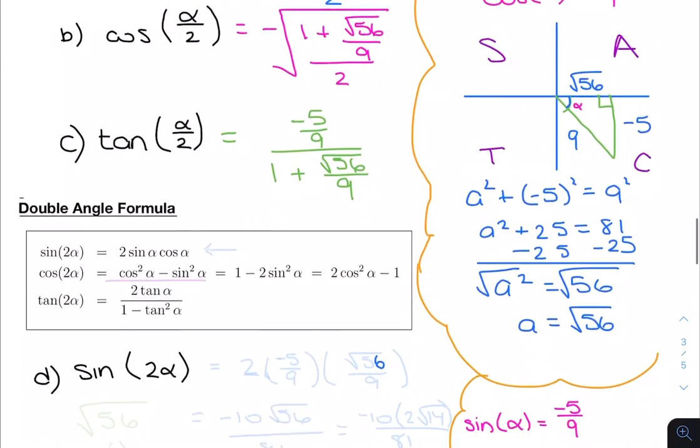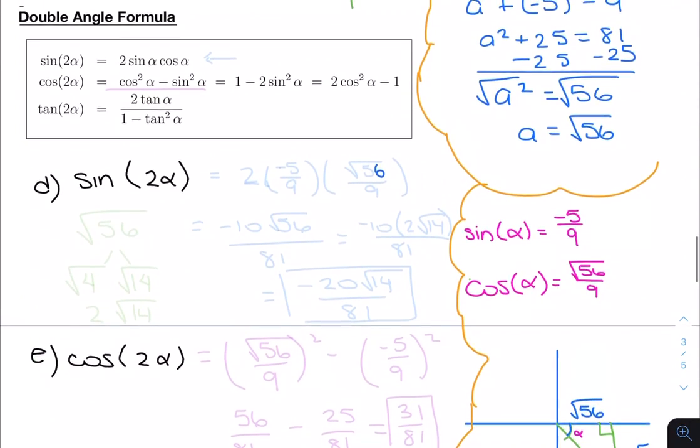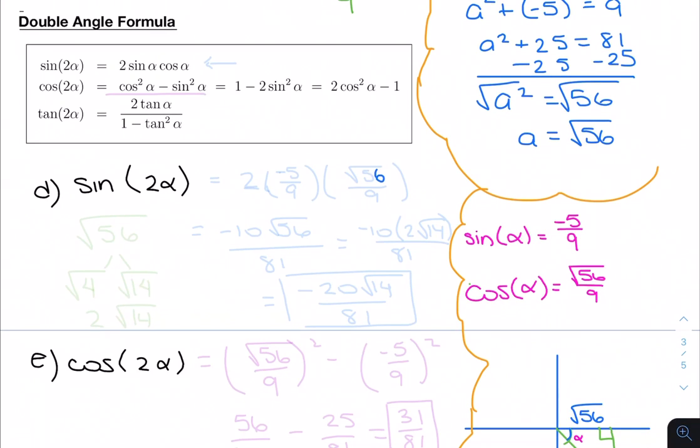So just like we can find the half angles, we can also find the double angles. And since we are dealing with the same problem, we can just go ahead and plug everything in. So we already know what sine of alpha and cosine of alpha are. And since we're looking for the double angle of sine, we can use this formula here. So sine of 2 alpha is going to be equal to 2 times sine alpha. Our sine alpha, remember, was negative 5 over 9, and times cosine of alpha, that was the square root of 56 over 9. So now, all we have to do is simplify this.